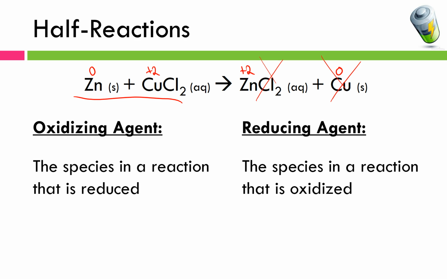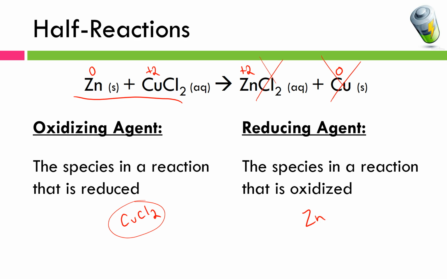So for example, in this problem, we know that the Cu2+ ion is reduced. Therefore, copper chloride, more specifically copper 2 chloride, is our oxidizing agent. Not just the Cu, it's the whole substance. The reducing agent for this reaction is going to be the substance that gets oxidized. All right, zinc is oxidized. Zinc is by itself, so we don't have to worry about making it a compound. Zinc is our reducing agent.